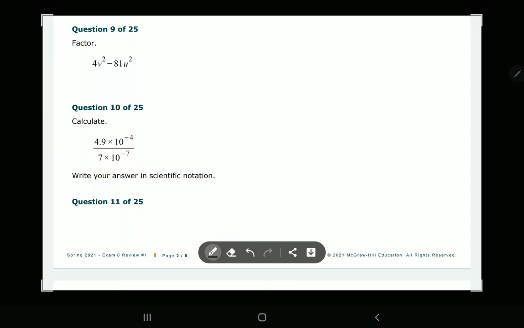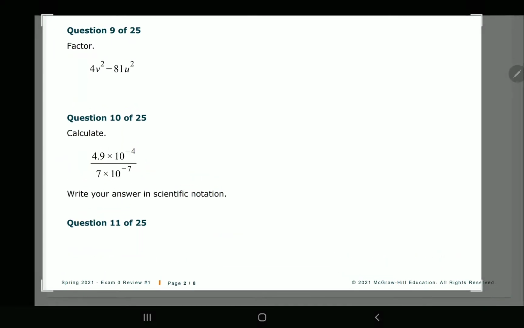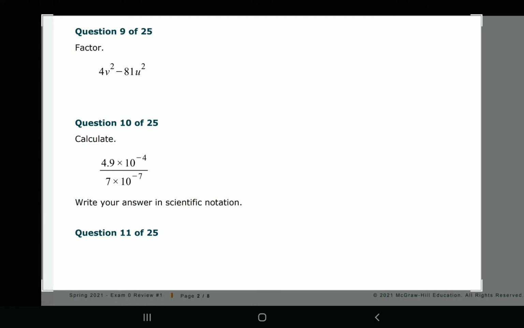Number 9, factor. We're going to zoom in a little bit too. Now look at number 9. We're factoring 4v squared minus 81u squared. This here is a binomial. More specifically, this is the difference of perfect squares.